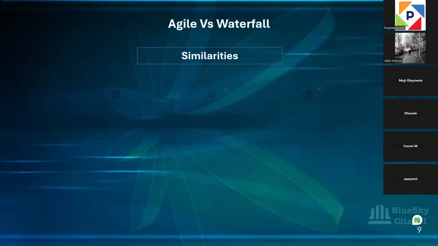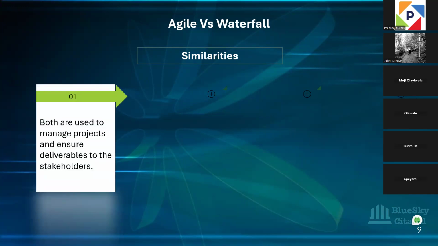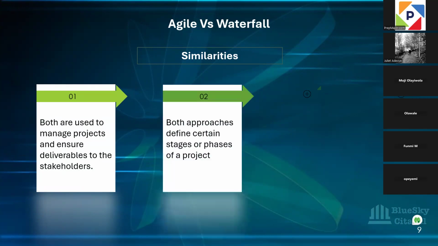Okay. So though there are differences in approaches between the two methodologies, there are also some similarities, and we just want to quickly look at three of those similarities. One of the similarities between them, as a project manager, is that they are both used to manage projects and ensure deliverables to the stakeholders. Even though one is longer than the other, they are still project management approaches. So that's one of the similarities.